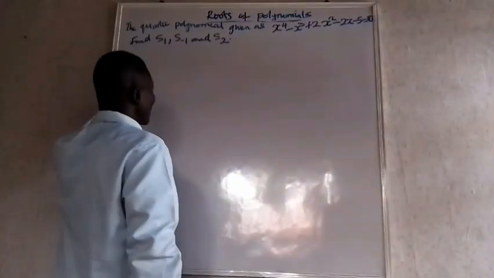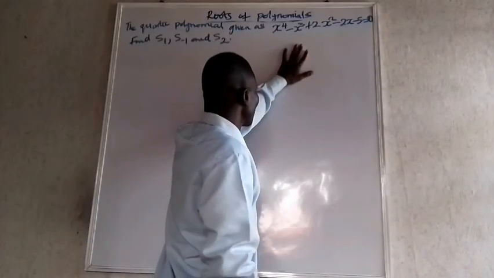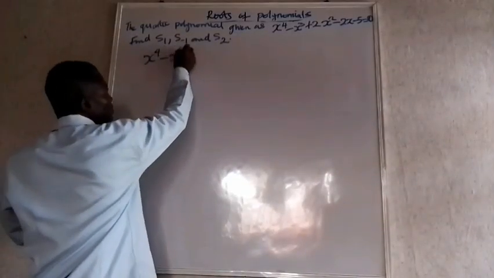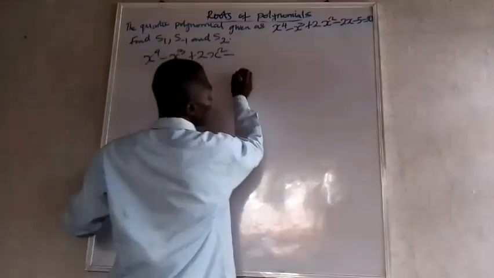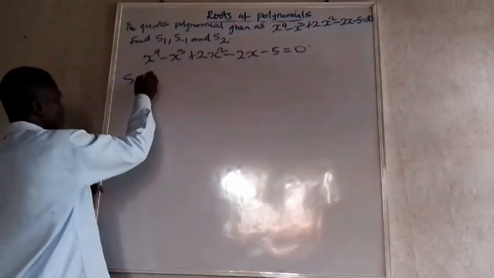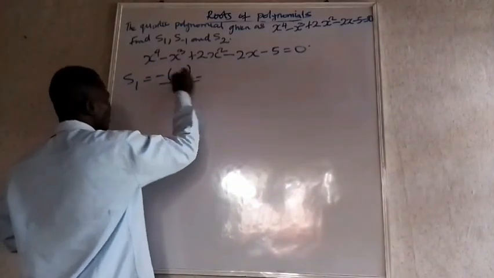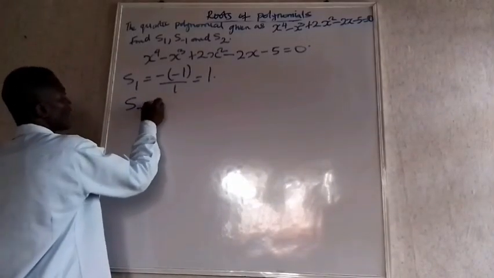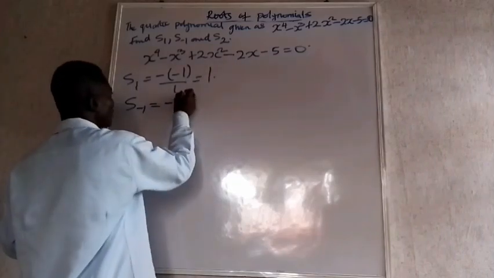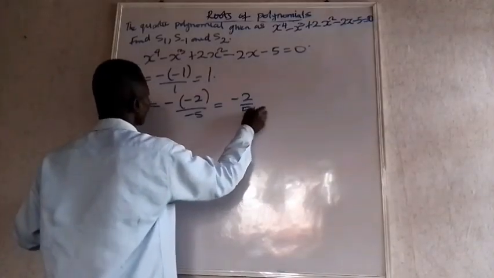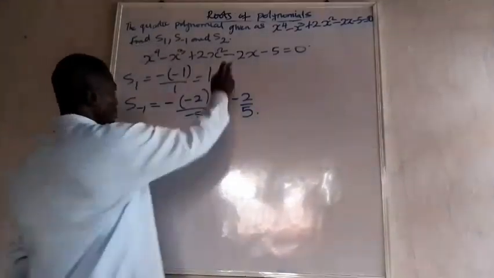Now we have this quartic polynomial given as x raised to the power 4 minus x cubed plus 2x squared minus 2x minus 5 equals 0. And now I have to find s1, s minus 1 and s2. Now this is the equation. Now s1 can be easily gotten. That is minus minus 1 over 1, which is 1. And s minus 1 is minus coefficient of x over the constant, that is minus minus 2 over minus 5, that is minus 2 over 5.